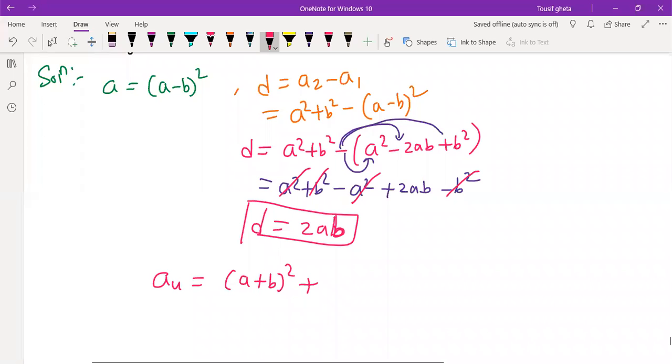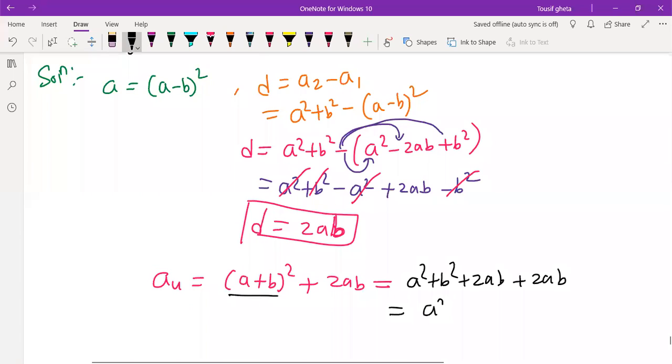So we need to apply the (a plus b) whole square formula. Here this is (a plus b) whole square, so we will get a square plus b square plus 2ab. And 2ab will be added for d. So we will get the fourth term as a square plus b square plus 4ab, as 2ab plus 2ab will be added. So this is the fourth term.